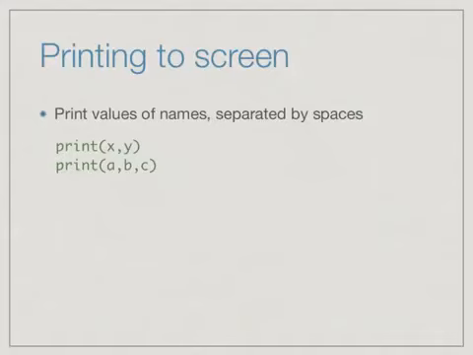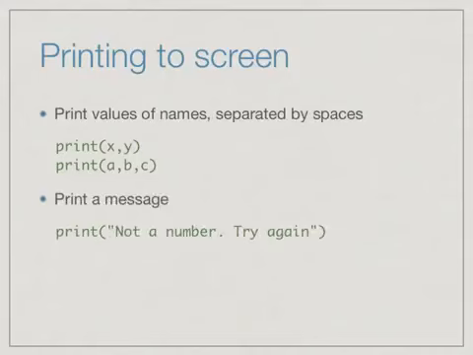So the basic form of the print statement is to give a sequence of values separated by commas. So print x y will display the value of x, then a space, then the value of y. Print a b c will display three values, the values of a, b, and c separated by spaces. Now, the other thing that we can do is directly print a string or a message. So like we saw in the previous example, we can say print the string, not a number, try again. So this will display the string on the screen.